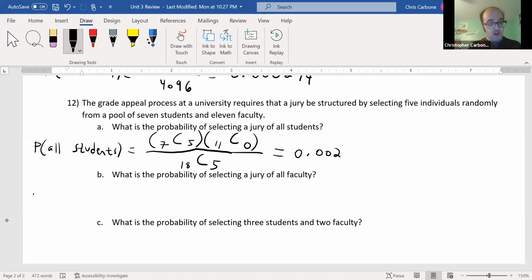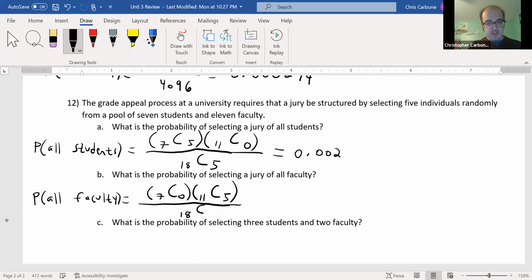The probability of all faculty. We have 7 students. We want to choose none of them. We have 11 faculty. We want to choose 5 of them. And there's a total of 18 individuals. We want to choose 5 of them. Passing this into a calculator gives us a slightly bigger decimal, 0.054.